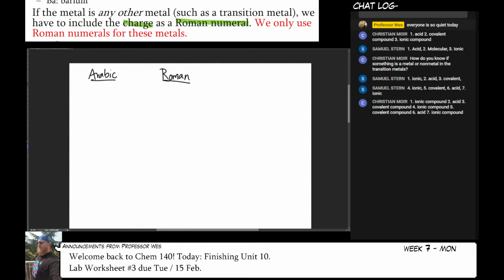The other place that we use Roman numerals is Final Fantasy games. What are we up to, like 15 now? 16 is in the works. I've been following that a little bit. And then the third place that we use Roman numerals is naming metals that have variable charges. So that's where this comes in.